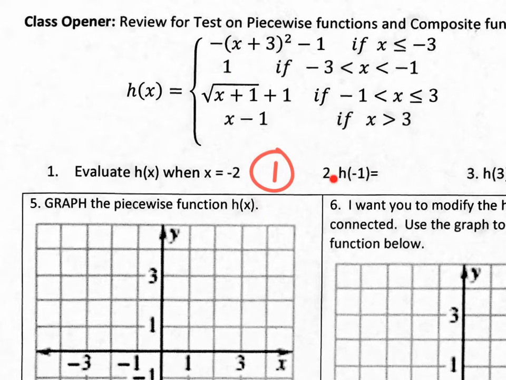Moving on to the next one. It says h of -1. Well, where are we going to plug in -1 on this h of x function? Well, is -1 less than -3? No, it's greater than -3. Is -1 less than -1? No, it's equal to -1. And over here, it also doesn't have an or equal to, so we're kind of like, wait a minute, there's nowhere to plug it in. Since there's nowhere to plug it in, we have to say that h of -1 is undefined.